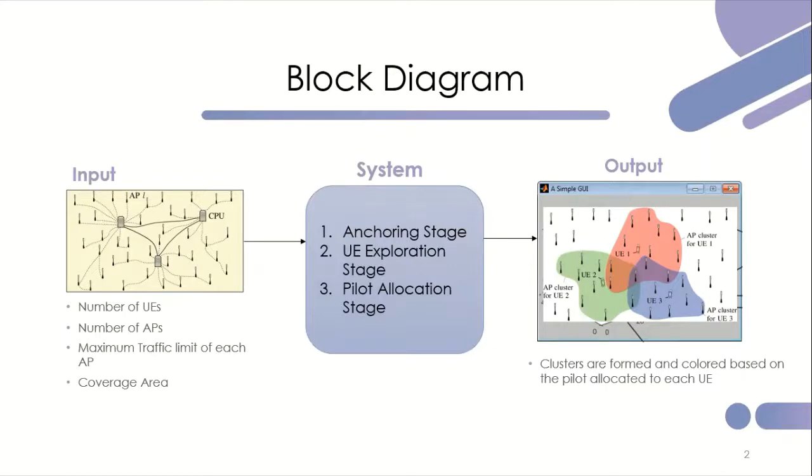a GUI software, graphical user interface software that takes a number of inputs such as the number of UEs, number of APs, the maximum traffic limit of each AP, and the coverage area. And then for the system, we have three stages: anchoring stage, UE exploration stage, and the pilot allocation stage. And the output, we could see the graphical user interface, the location of each AP and UE, and the cluster and its color. So the color represents the pilot. So different color means different pilots.